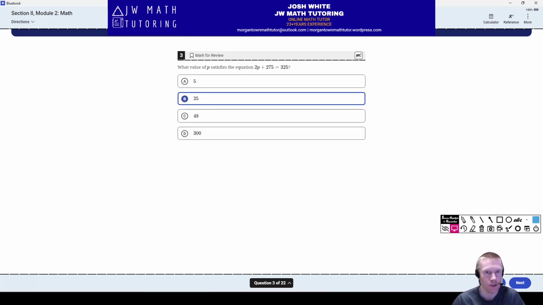And just lastly, you could also do back solving. Now, again, this is a relatively basic equation, so you probably don't want to do that, but you could take the answer choices, you could plug them each in and see, does the left side equal 325 if you plug in 5 for p? Okay, no, it doesn't. Move on to B. Then repeat the process. You'll see it does equal 325, and therefore it's the correct answer.